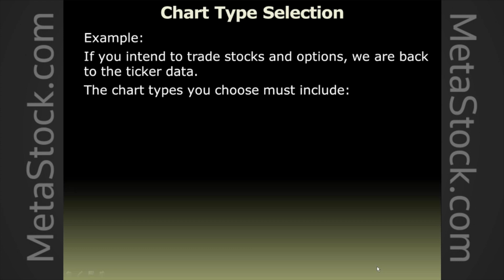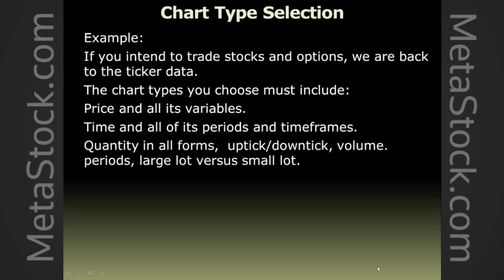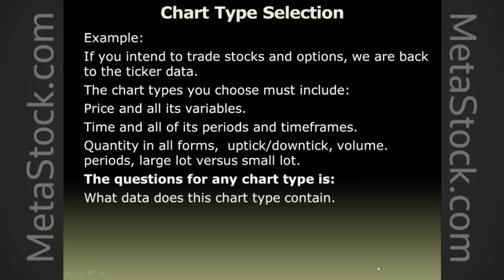The chart type you choose must include price and all its variables, time and all its periods and time frames. Why? Because we're dealing with a lot of short-term action. Quantity in all its forms: uptick, downtick, volume periods, large lot versus small lot. Why? Because the big institutions control, and they're large lots, and you need to know when quantity is moving into a stock. The question for any chart type is, what data does that chart type contain?